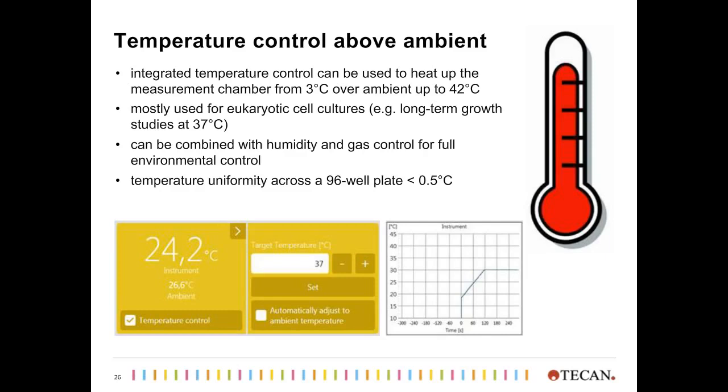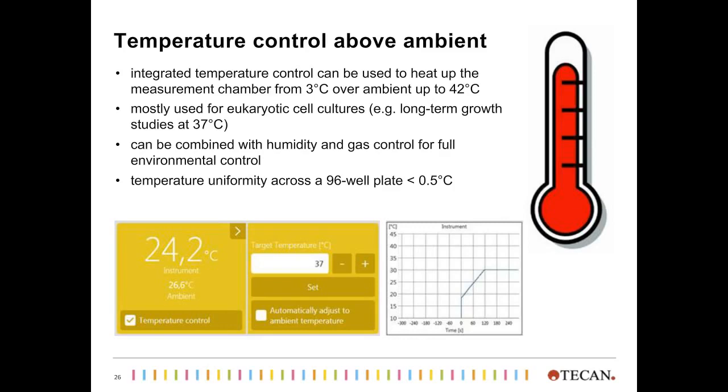The software of the reader enables simple and straightforward definition of a target temperature, which will be reached within minutes and maintained over days if needed, with a uniformity across the plate of 99.5%, so a results variation of less than 0.5% across an entire plate. The temperature function is indeed part of the basic configuration of every Spark reader, so every instrument will be equipped with this heating function, and it can of course be combined with various other functions designed for cell-based assays.